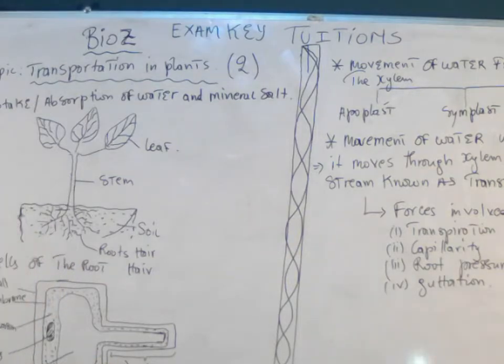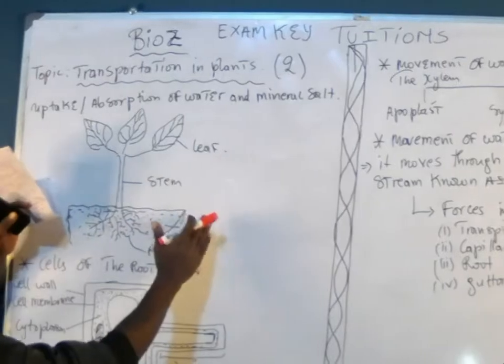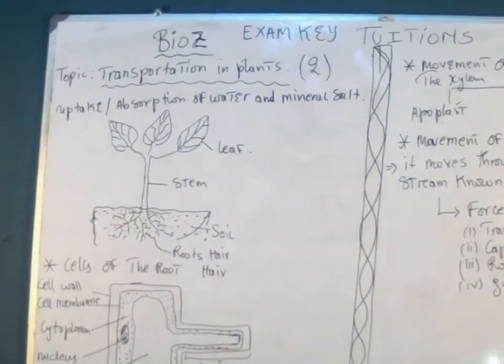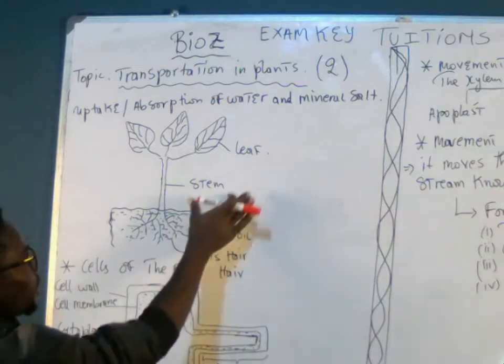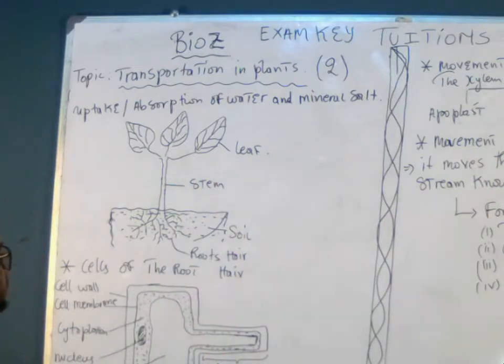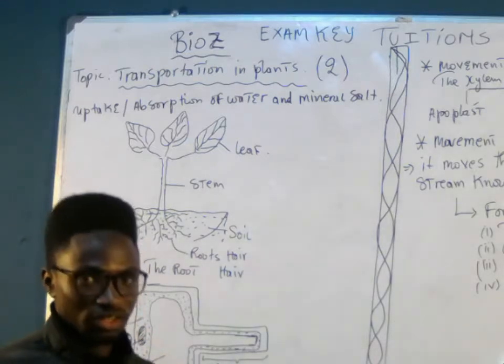Our topic of today is the continuation of transportation in plants, part 2. I've drawn a plant itself and labeled the major parts of it: the leaf, stem, soil, and the roots, because these are the major things that we're going to need in our topic.